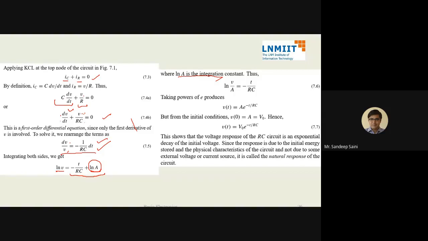So this is a natural log, this is a natural log, this is a natural log. The natural log of V/A is minus t/RC. Now when you take the exponential on both sides, V/A is e raised to the power minus t/RC, or V is equal to A times e raised to the power minus t/RC. So this is the equation that I get for voltage.